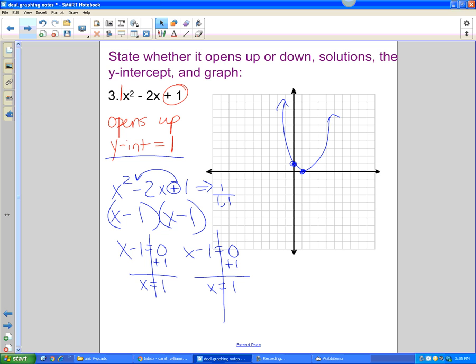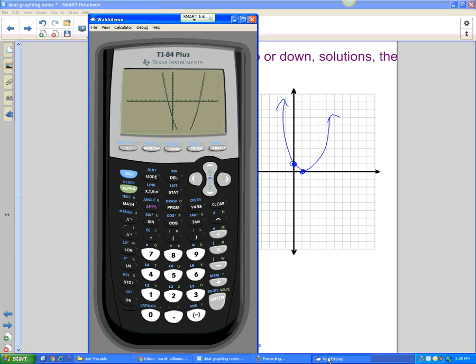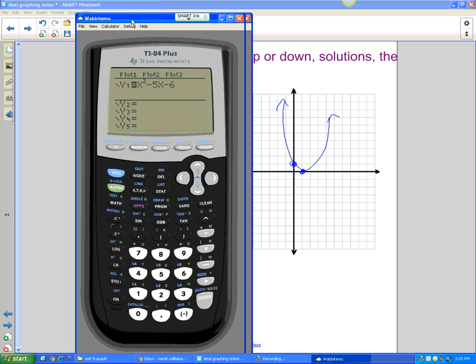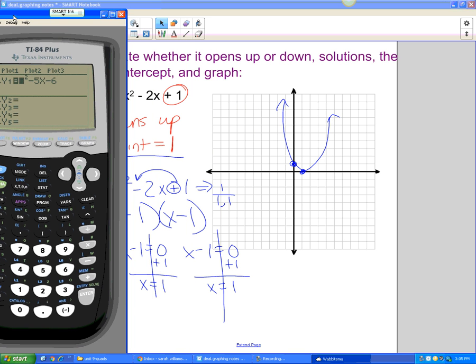Remember, you can pause this video at any time, rewind it, go back and listen to things again. All right, let's put this one in the calculator. X squared minus 2x plus 1. Hit graph. All right, and you can see what they look like.